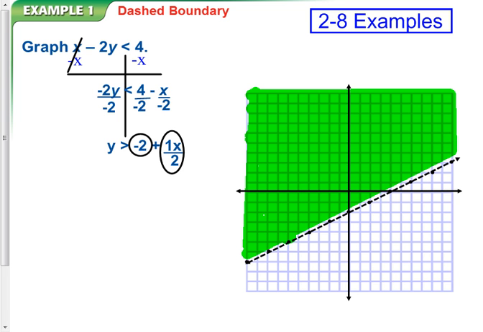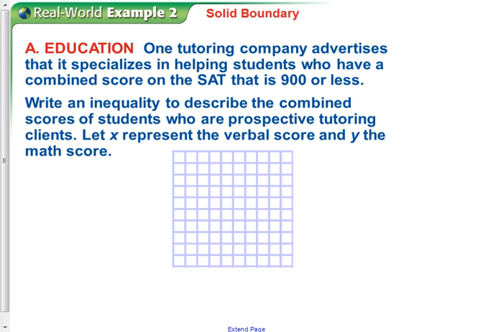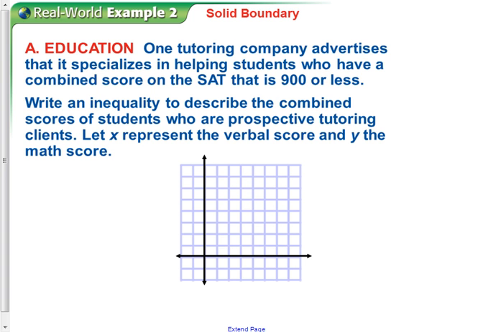Alright, let's look at our next example. So this one, we have SAT scores that need to be 900 or less as a combined score. So the X is the verbal score and Y is the math score. Okay, so these are just horizontal and vertical lines that we're going to be drawing in here. So we need to have an X and Y axis. Okay, and then we need to label our verbal and our math scores on our axes.